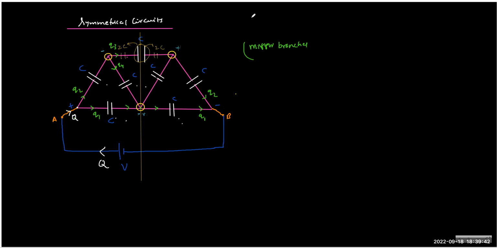So the rules are obvious and pretty much straightforward. The rules are simple. What are the rules? The current or the charge in the mirror branch must be equal. And because Q1 will go straight to the next capacitor without getting distributed here, and Q4 will go just like this, this Q4 is not getting distributed at the junction, and therefore this junction which lies on the line of symmetricity is called an isolated junction.